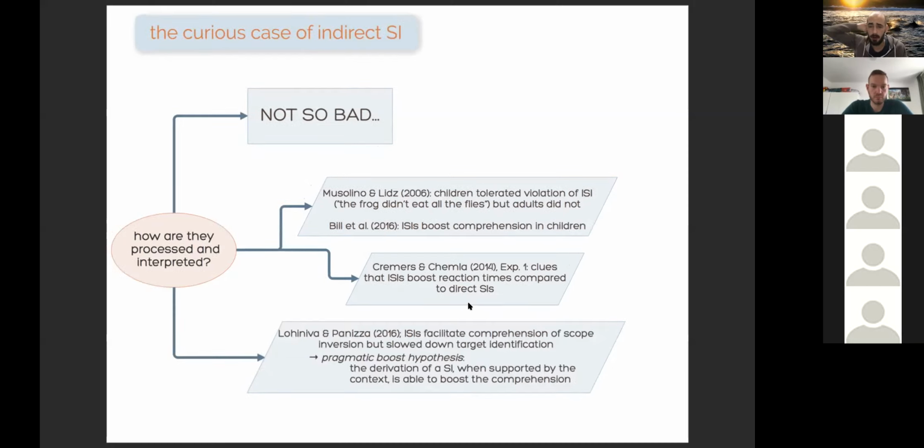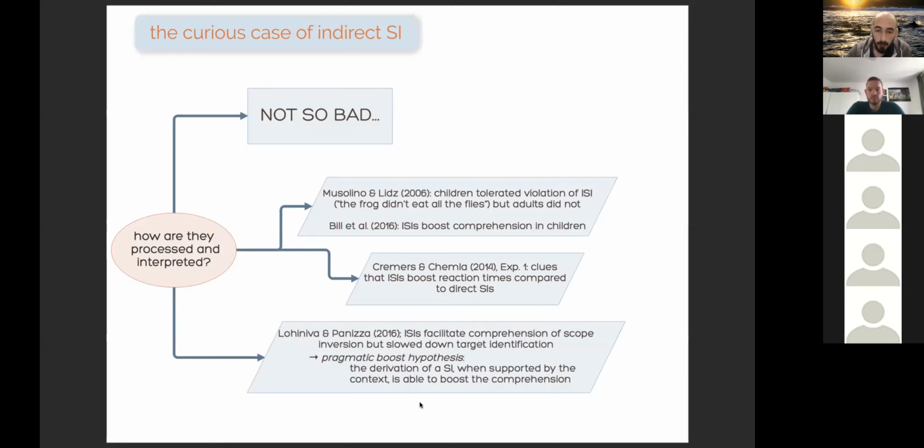And if you remember, in the experiment that we discussed by me and Carolina Loginiva, we found that with these "every pirate didn't go back to the ship" sentences, children were actually better in the inverse scope condition. So with "not every pirate went back to the ship", which, guess what, gives rise to an indirect scalar implicature. So not every pirate went back to the ship, but some of them did.